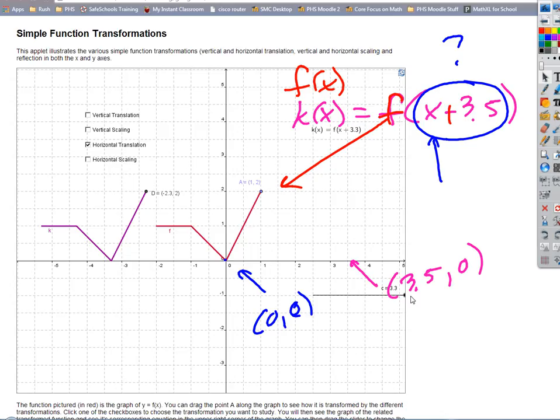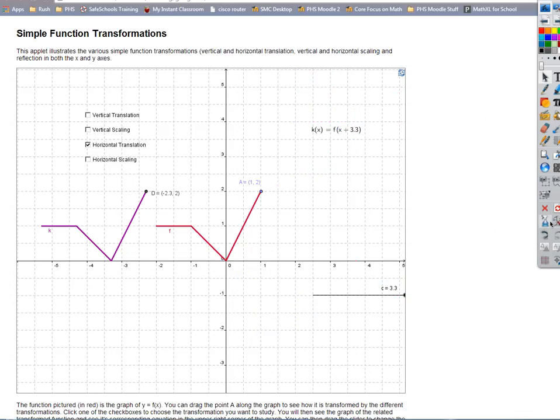Now what about sliding it vertically? That one's a little easier maybe to see. Come on. Come on, what are you doing?